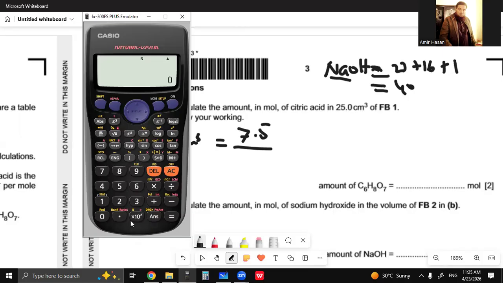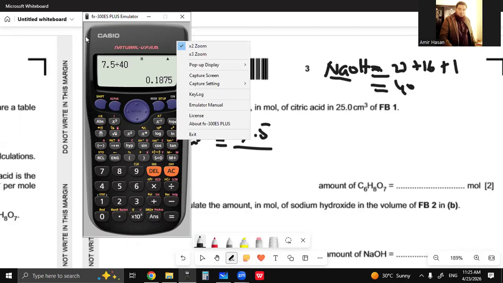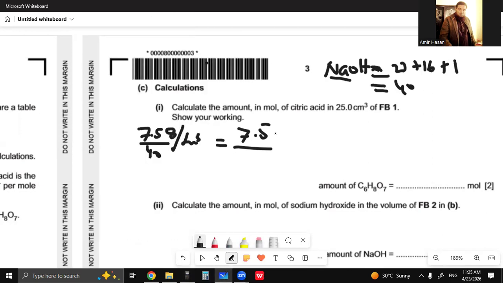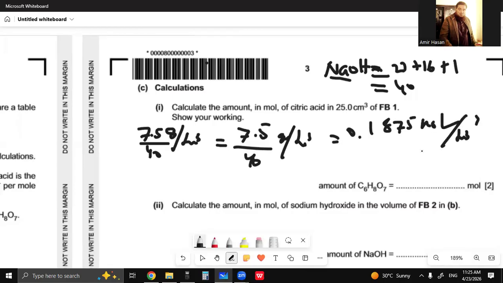Now 7.5 divided by 40. Now what is the concentration coming? 0.1875. The concentration coming is 0.1875. When we divide by 40, gram per cubic decimeter changes into mole per cubic decimeter. Now you can find the moles easily.